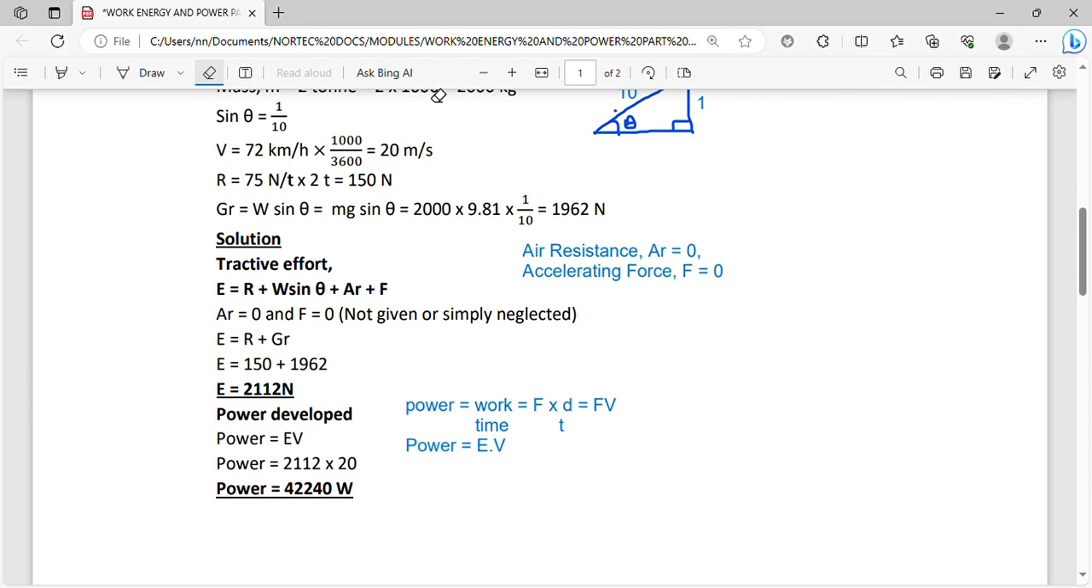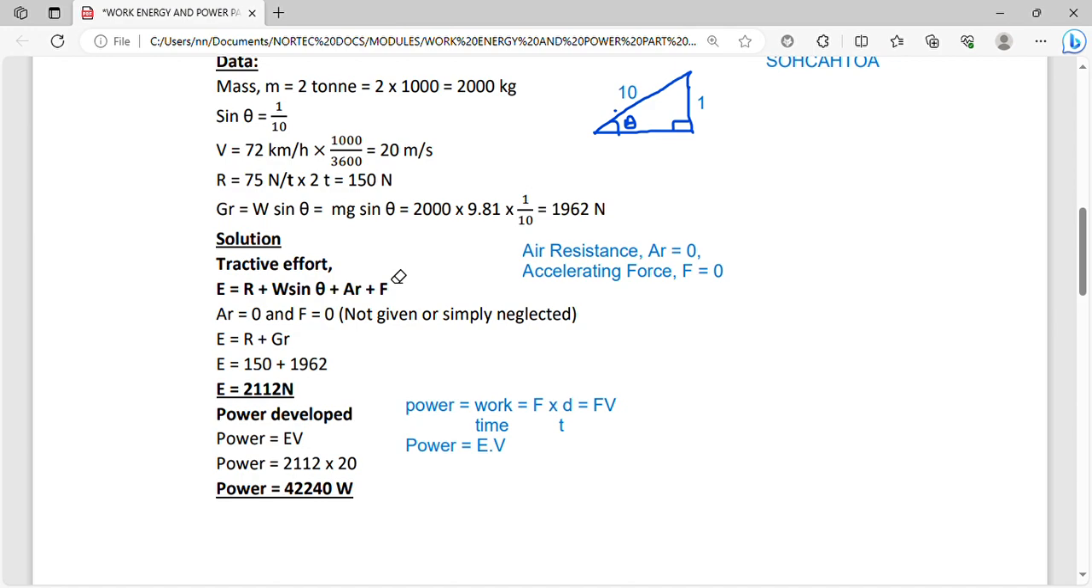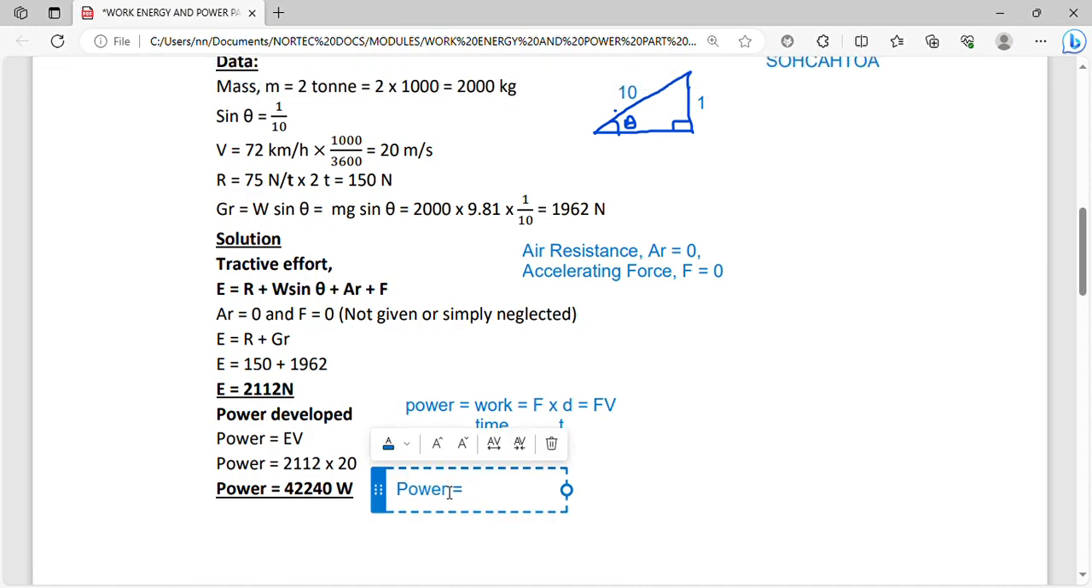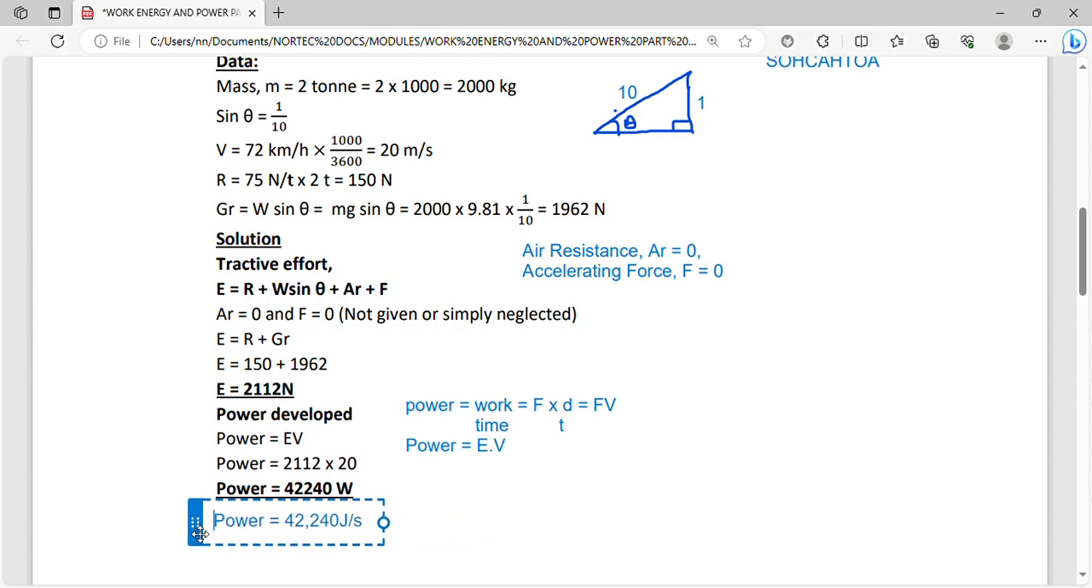Thank you. So that's 42,240 watts. Now, once again, we emphasize here that with the unit, you have an option. You can either say my power is 42,240 joules per second, or watts. It's the same thing. No hard and fast rules there. You can use them interchangeably. There is no problem.